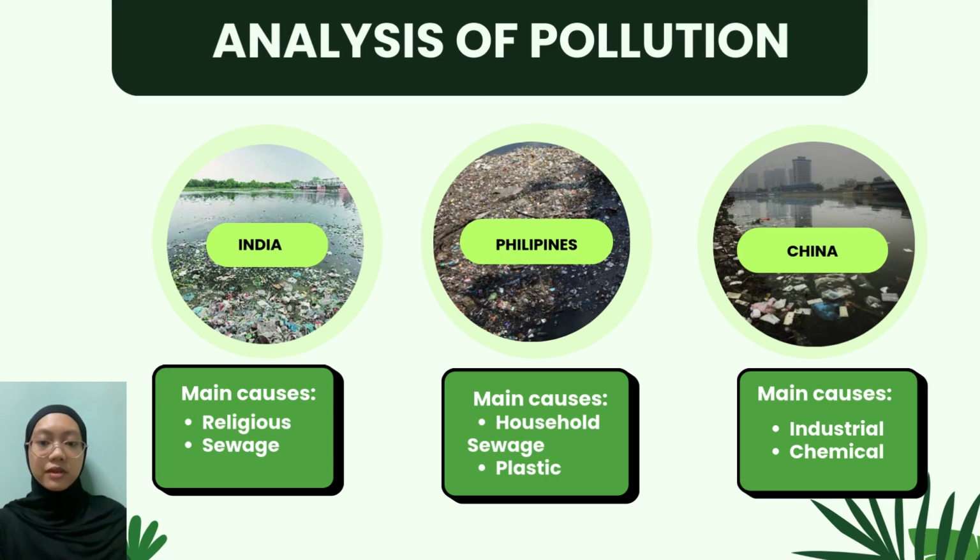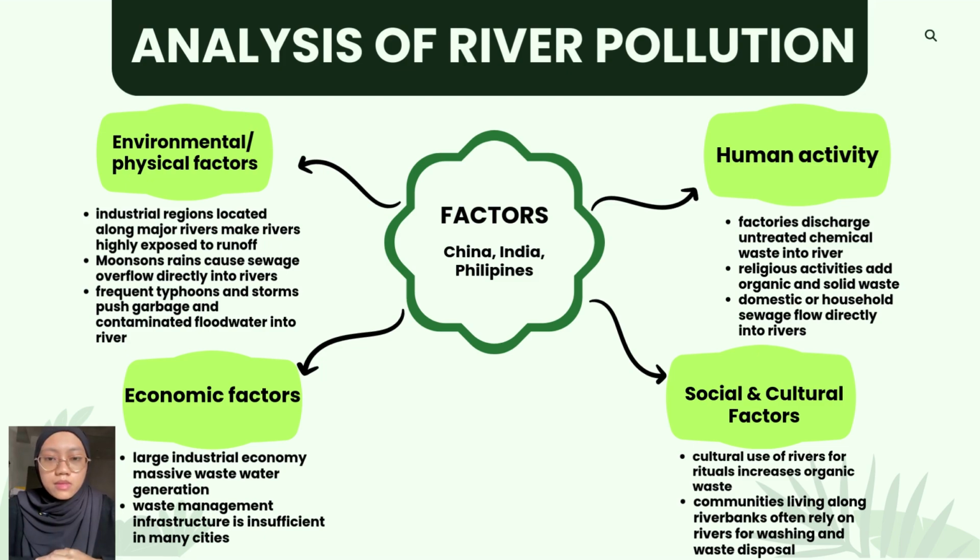Many rivers in China are significantly affected by industrial waste, where factories release pollutants into waterways. In addition, chemicals from manufacturing and agriculture contribute to high levels of toxic contamination in rivers. Next, I will explain the major factors that contribute to river pollution in India, Philippines, and China.